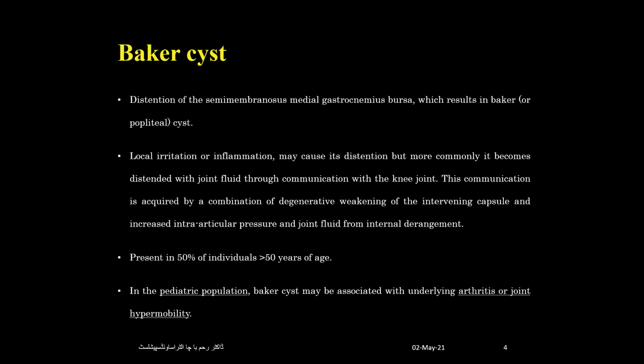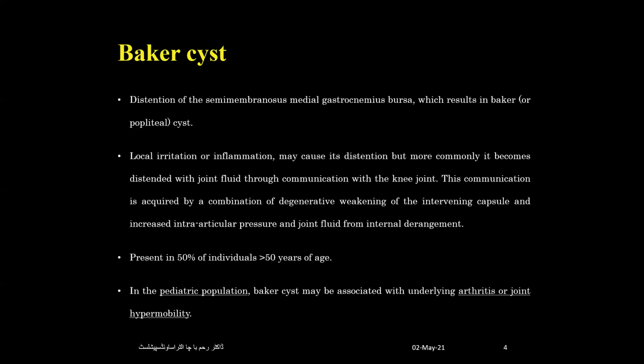Present in 50% of individuals more than 50 years of age. In the pediatric population, Baker cyst may be associated with underlying arthritis or joint hypermobility. So it's a common condition, and most commonly it is the distension of the bursa in between the medial head of gastrocnemius muscle and semimembranosus tendon. It can develop due to the increased intra-articular pressure and the weakness of the intervening capsule, or you can say the capsule of the bursa.